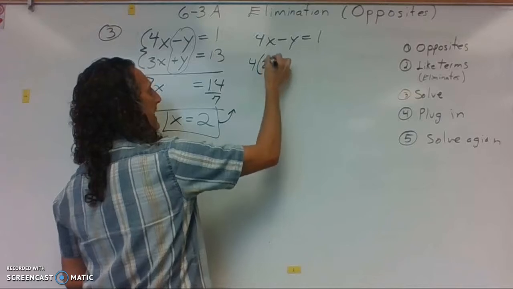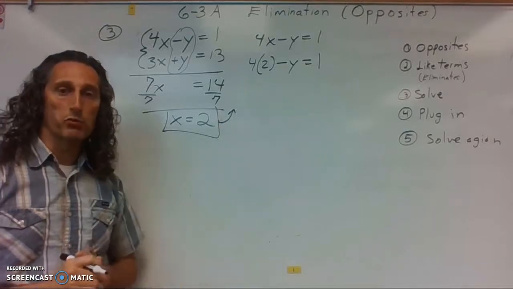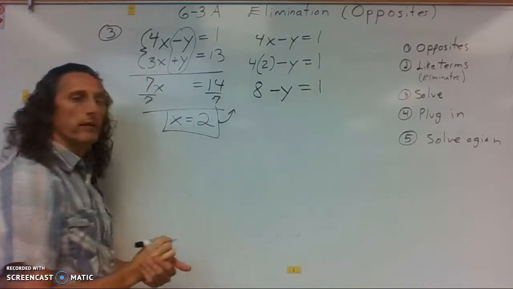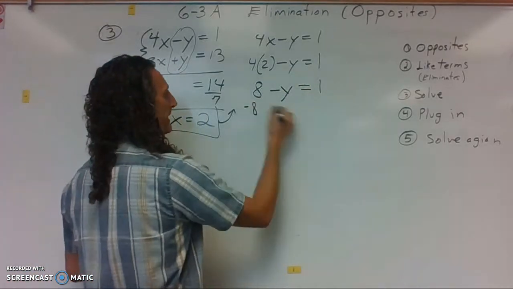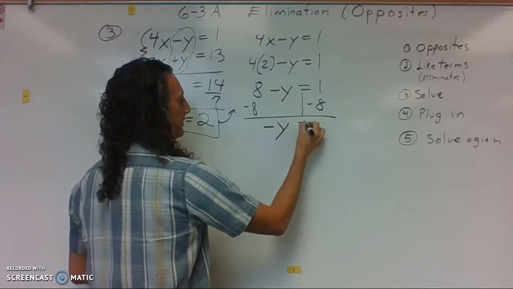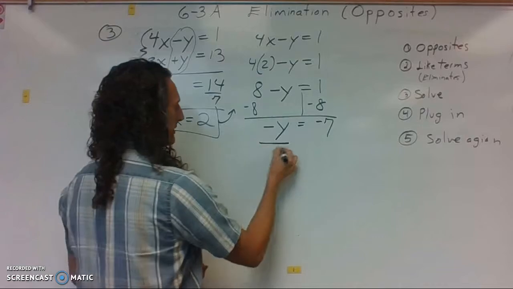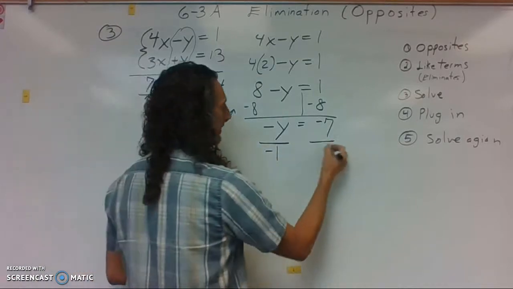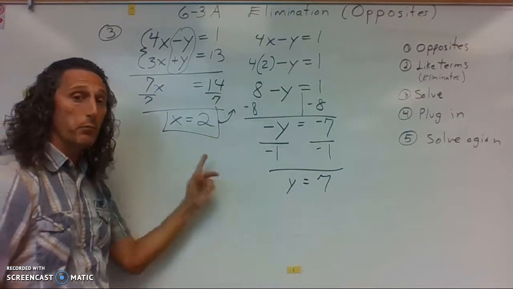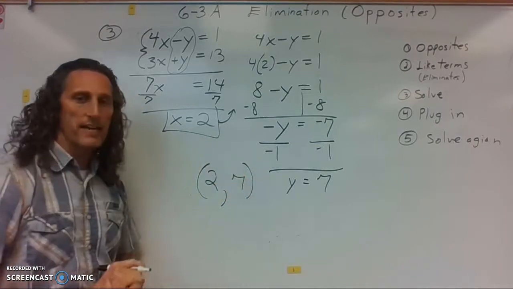So 4 times my 2 minus y equals 1. 4 times 2 is 8 minus y equals 1. Again, now it's just a two-step equation. Minus the 8, minus the 8. And we get negative y equals negative 7. And remember, if you have a negative in front, it's the same thing as dividing by a negative 1 to get rid of it. Negative 1, and y equals 7. You're not quite done yet. Put them together: 2, 7. That is your answer.